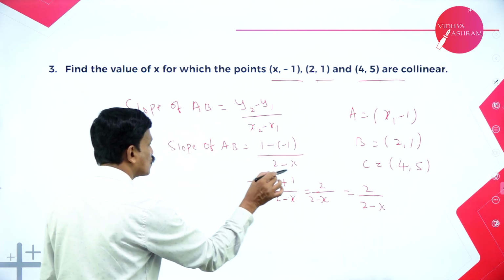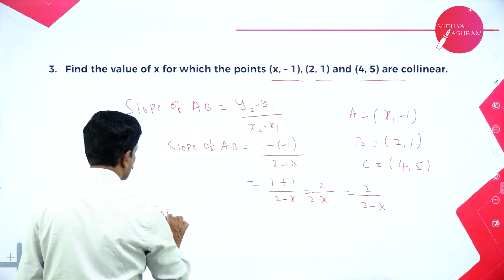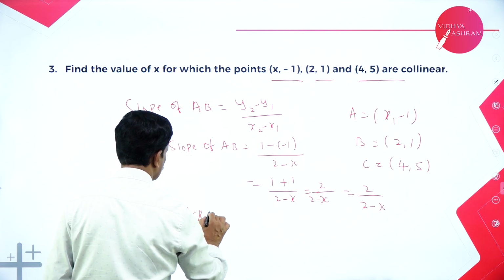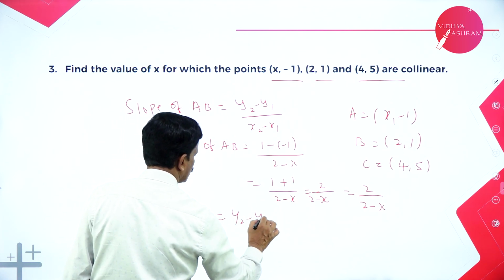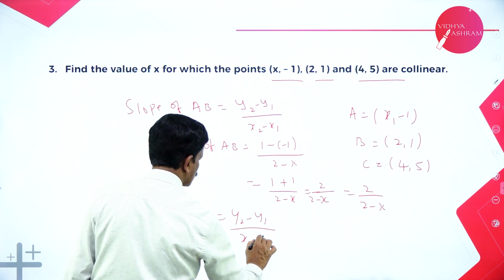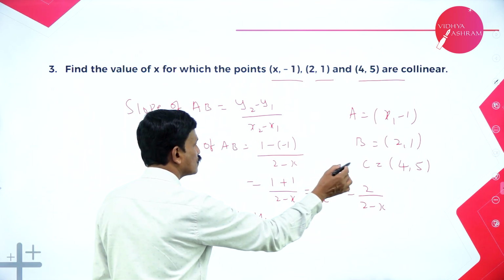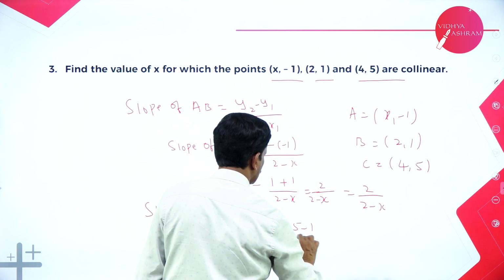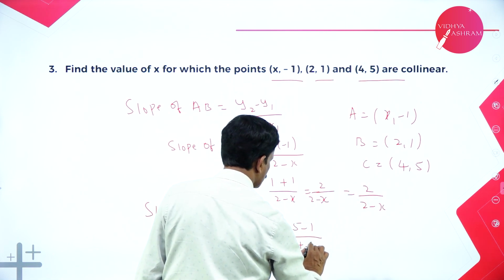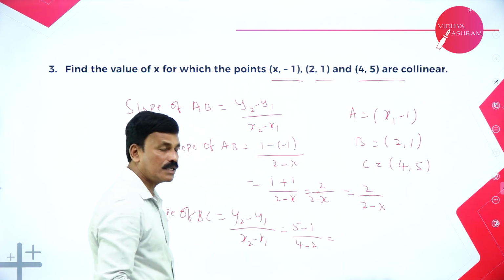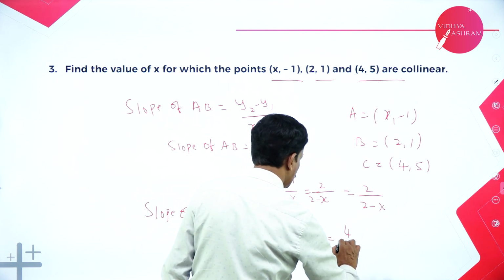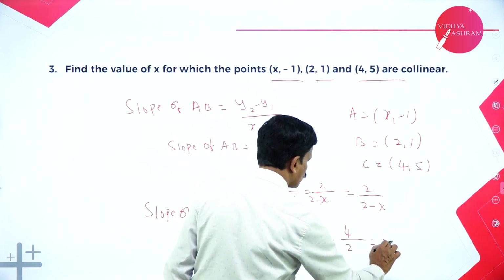Similarly, find the slope of BC. The slope of BC is equal to the same formula, y2 minus y1 divided by x2 minus x1. So, 5 minus 1 divided by 4 minus 2. 5 minus 1 is 4, divided by 2, that's equal to 2.